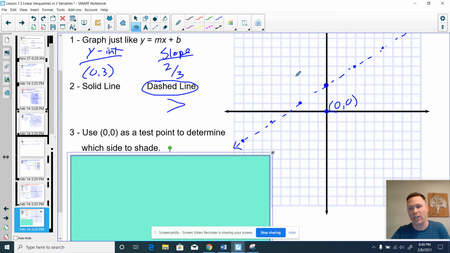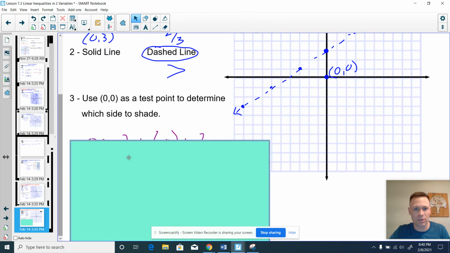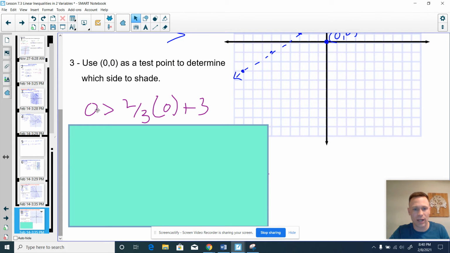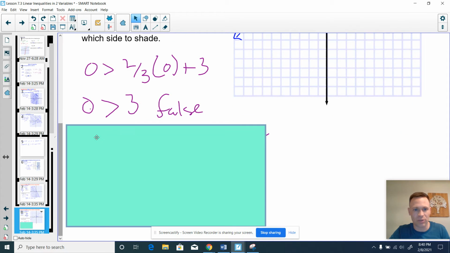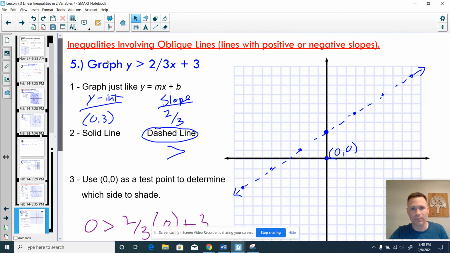We're seeing if that is part of the solution. If it is, we're going to shade this side that has 0, 0. If it's false, we're going to shade the other side. So let's do it. Testing a point. Substituting in 0 for y and 0 for x right here. So 0 is greater than 2/3 times 0. Well, that 2/3 times 0 just goes away, so I'm left with, is 0 greater than 3? And well, of course not. 0 is not greater than 3. So what do we do? We shade the other side.